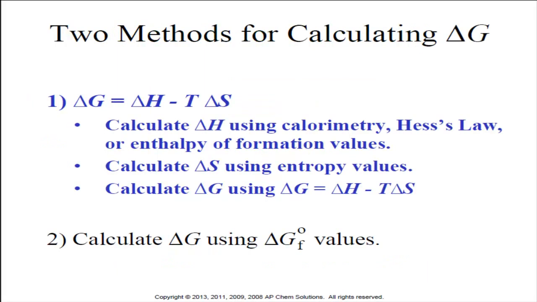So, two methods for calculating delta G. This first method, we're going to calculate delta H using calorimetry or Hess's law, delta S using entropy values, and then use both of those to calculate delta G. And then later on we'll look at using the Gibbs free energy of formation values.